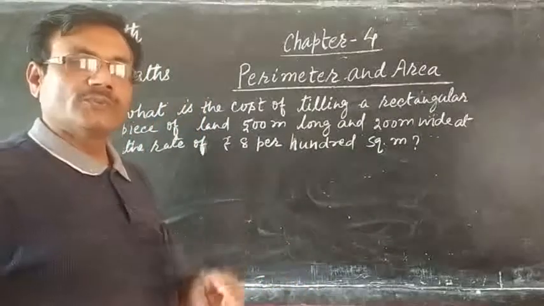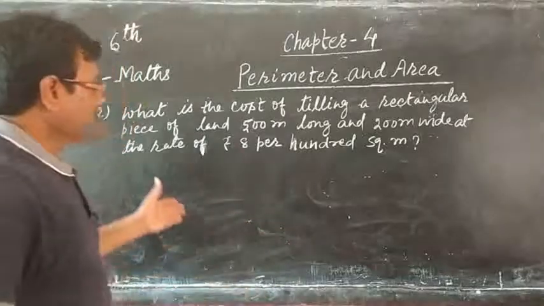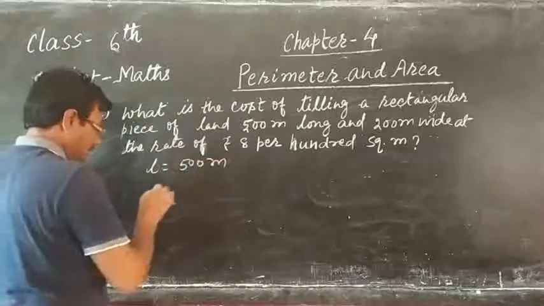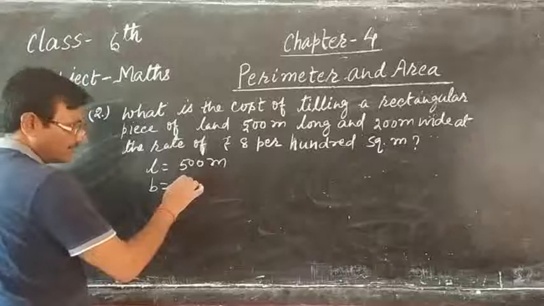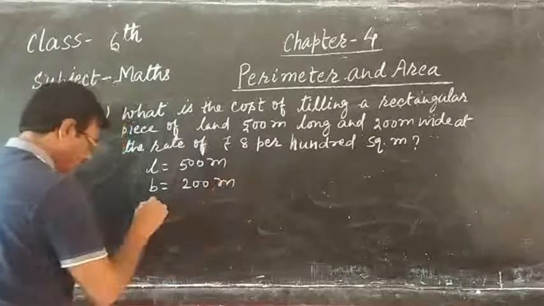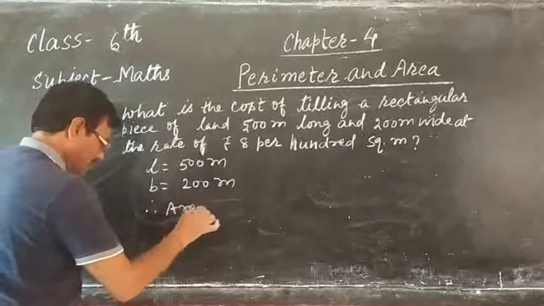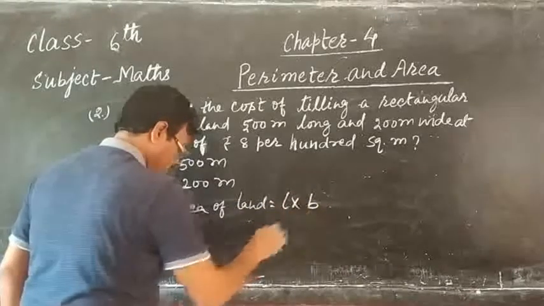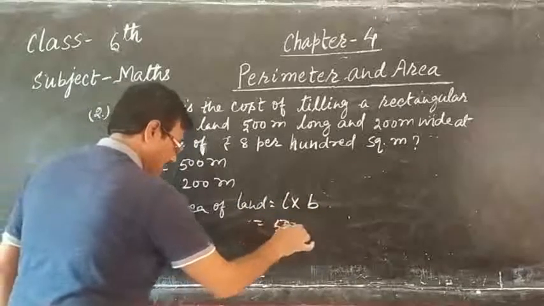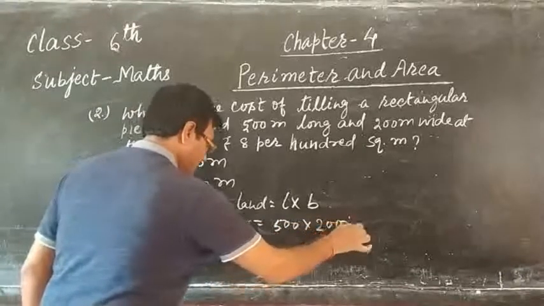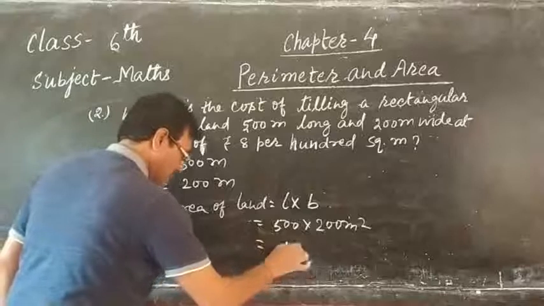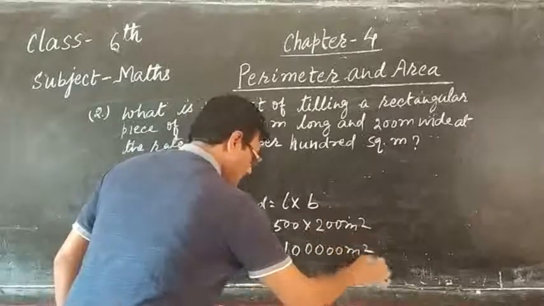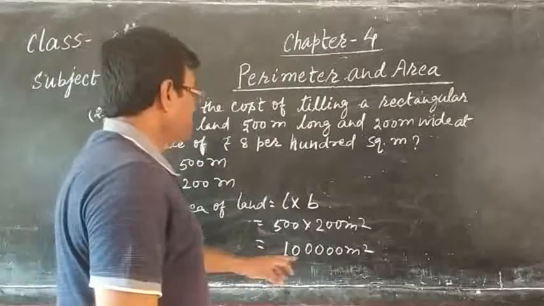So first of all we need to find the area of the land. Length is given 500 meter and breadth is given 200 meter. Therefore, area of land is equal to length into breadth. It will be 500 into 200 meter square. So 5 into 2 is 10 and put 4 zeros, it becomes 1 lakh meter square.